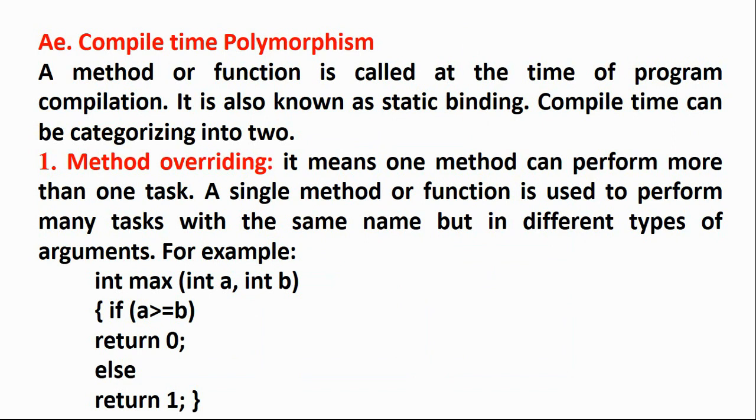A. Compile time polymorphism. A method or function is called at the time of program compilation. It is also known as static binding. Compile time can be categorized into two. 1. Method overriding. It means one method can perform more than one task. A single method or function is used to perform many tasks with the same name, but with different types of arguments. For example, int max(int a, int b): if a is greater than or equal to b, return 0, else return 1.